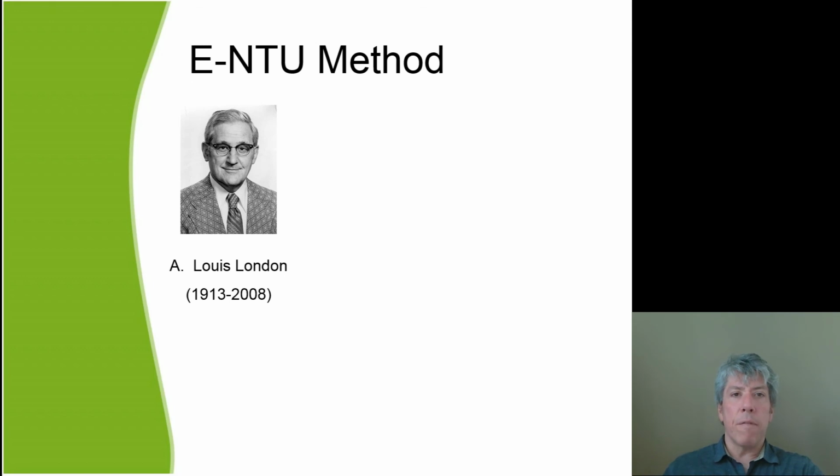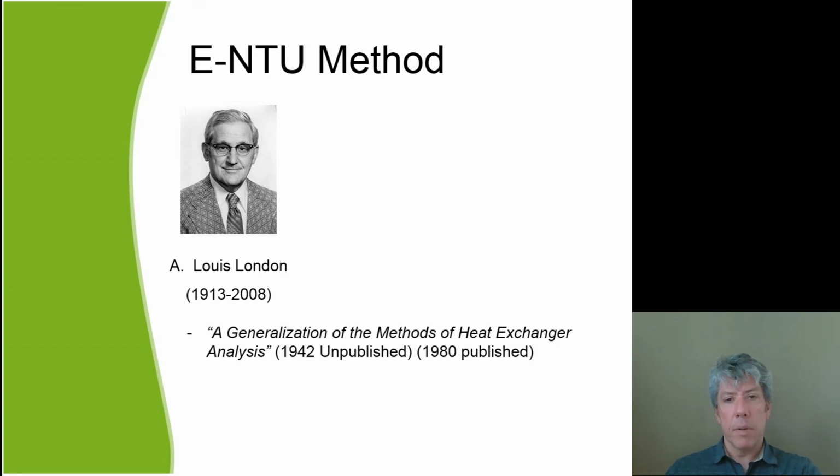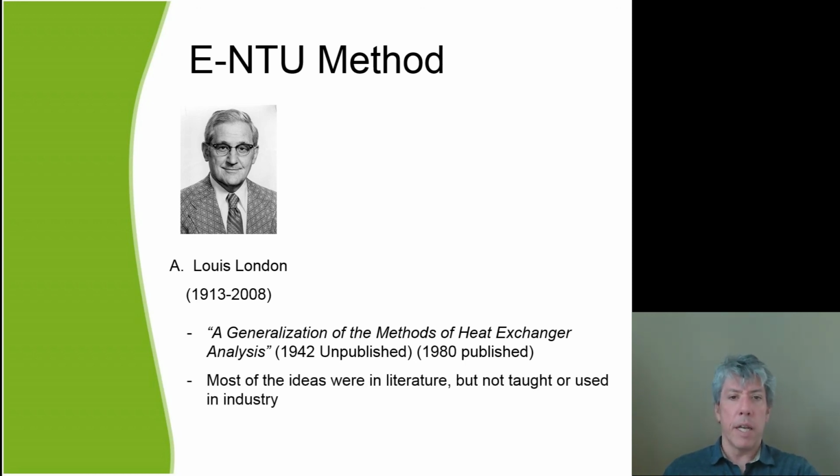We don't like those. We'd like some better way of doing this. Well, there's the effectiveness number of transfer units method. It's developed essentially by London, and there was another name. I think I've got it here in just a second. But basically he published something in 1980, but he wrote it in 1942. And if I remember right, it wasn't him that actually published it. Someone else published it. I don't remember for sure. It doesn't matter, but I wanted to give tribute to the person that is responsible for this. And it's a generalized method, as he said, for heat exchanger analysis.